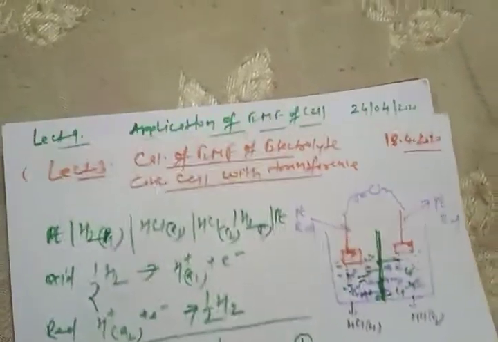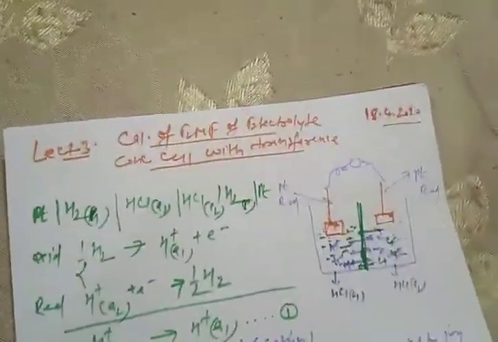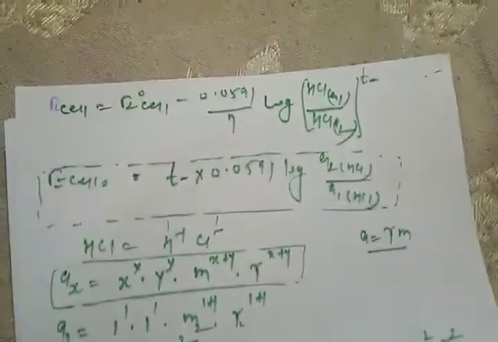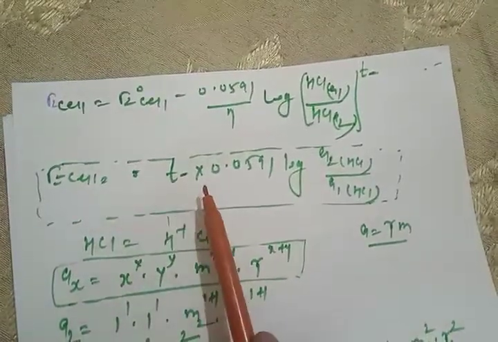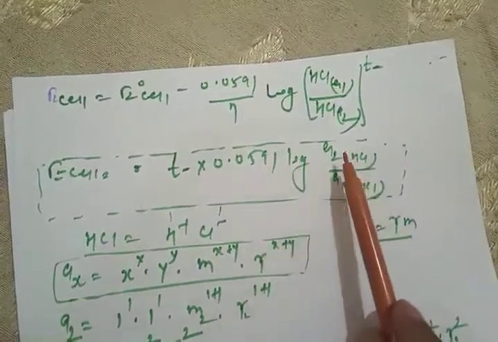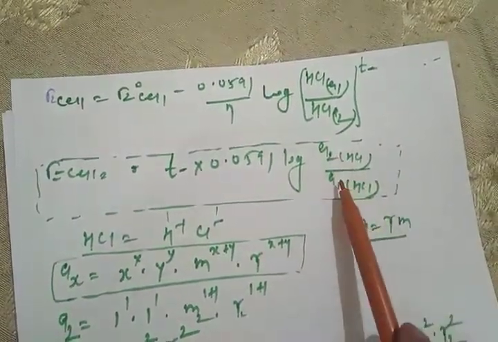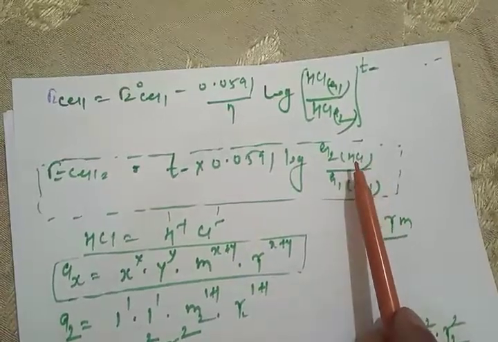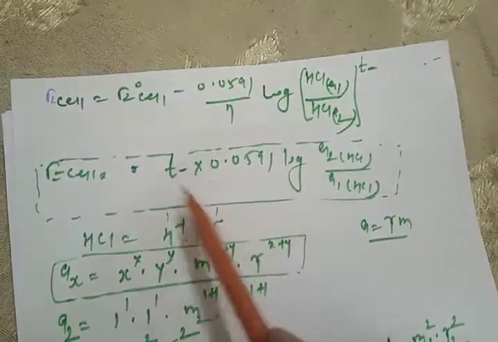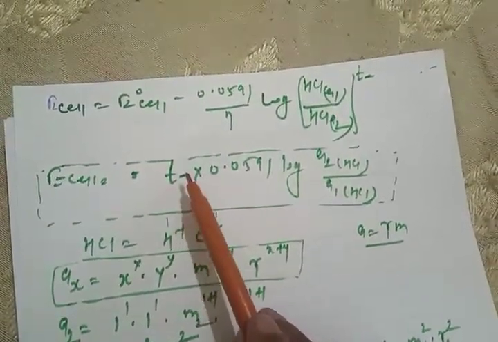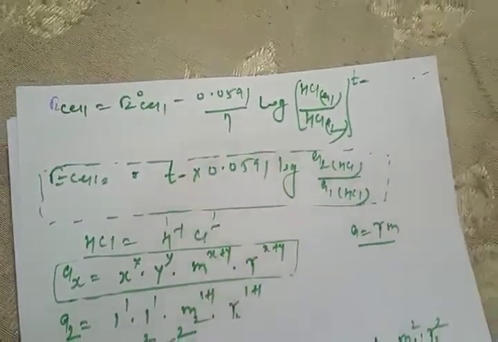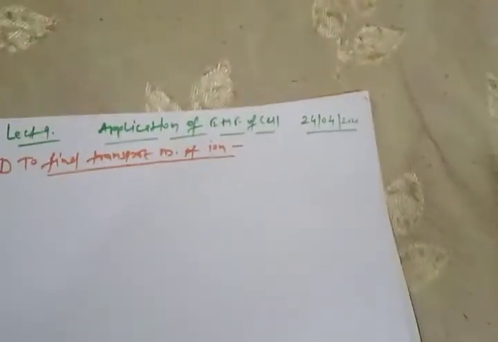And in that particular discussion, this is the E cell equation: t minus, 0.059 log activity 2 upon activity 1. That means the activity of second and activity of first. So this was the final equation. In this equation we have the transport number of an ion, so we can use this equation in order to find out the transport number.